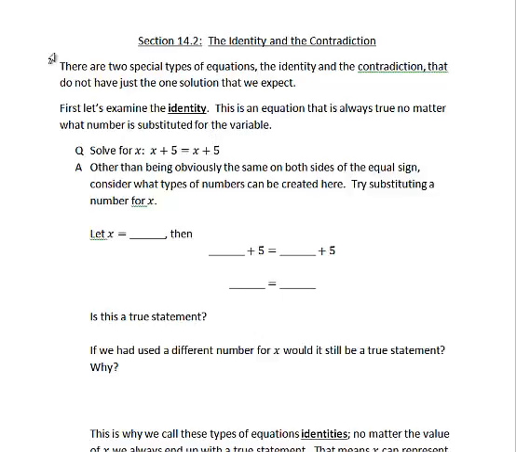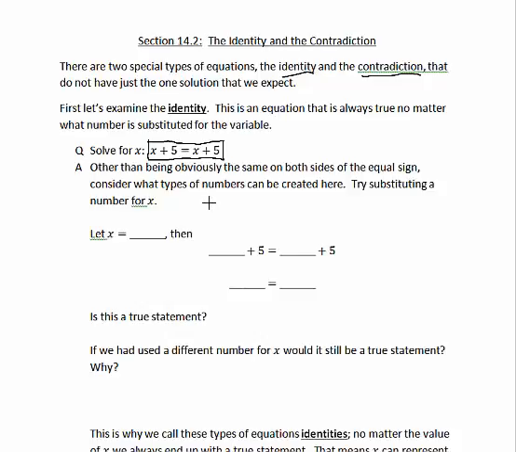One is called an identity. The other one is called a contradiction. So first we'll look at an identity, and this equation here is one such type of equation. Something just equals the identical expression. X plus 5 equals x plus 5. Same expression on each side.